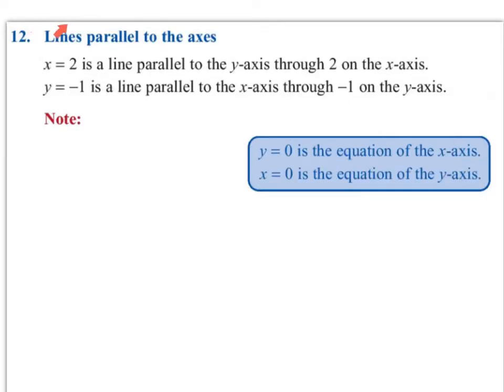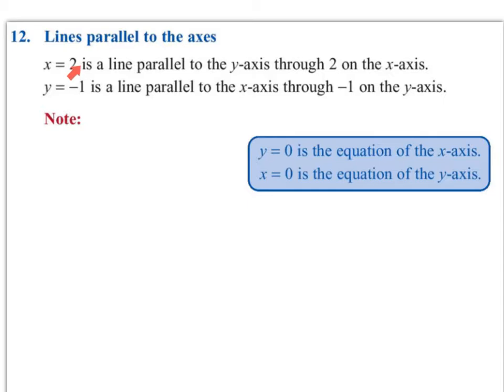Number 12. Lines parallel to the axes. x equals 2 is a line parallel to the y-axis through 2 on the x-axis. Likewise, x equals 3 is a line parallel to the y-axis through 3 on the x-axis. And likewise, x equals 4 is a line parallel to the y-axis through 4 on the x-axis, and so on.